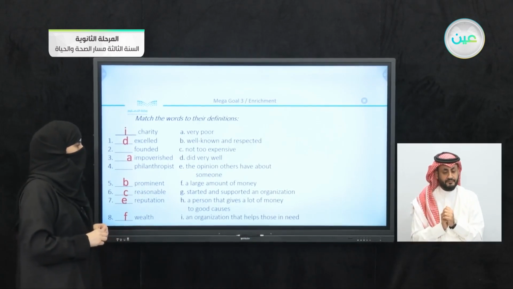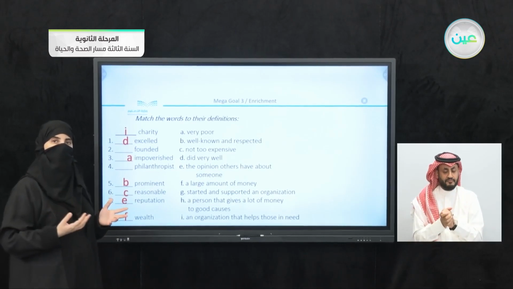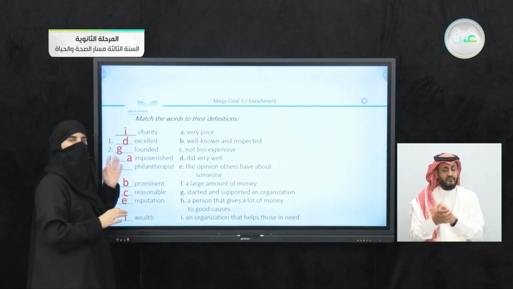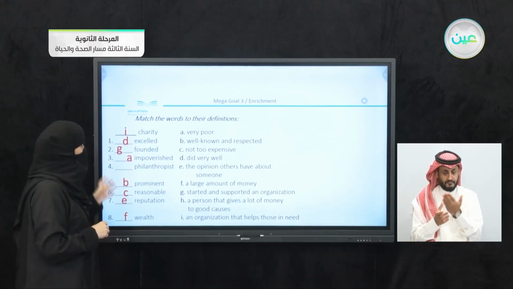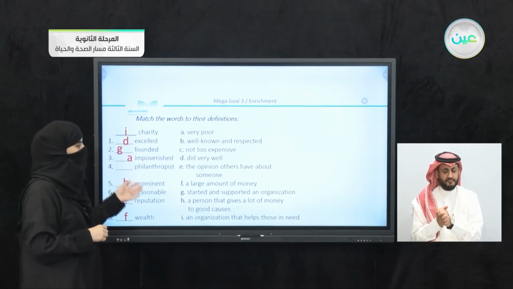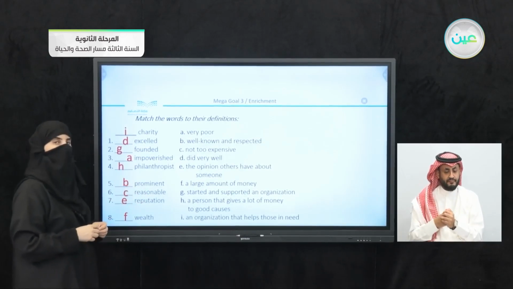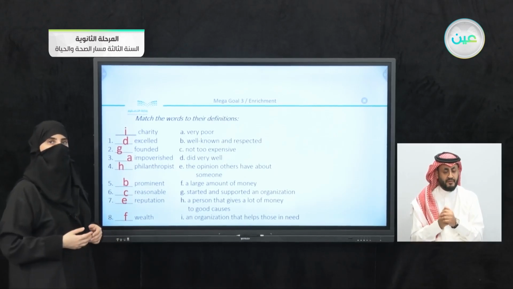Started and supported an organization. So started or supported an organization or started a project, for example, is a person who is the founder or he or she founded. Leading us to the last word, philanthropist, we match with H, which is a person that gives a lot of money for good causes. So we said a well-doer or a helper.